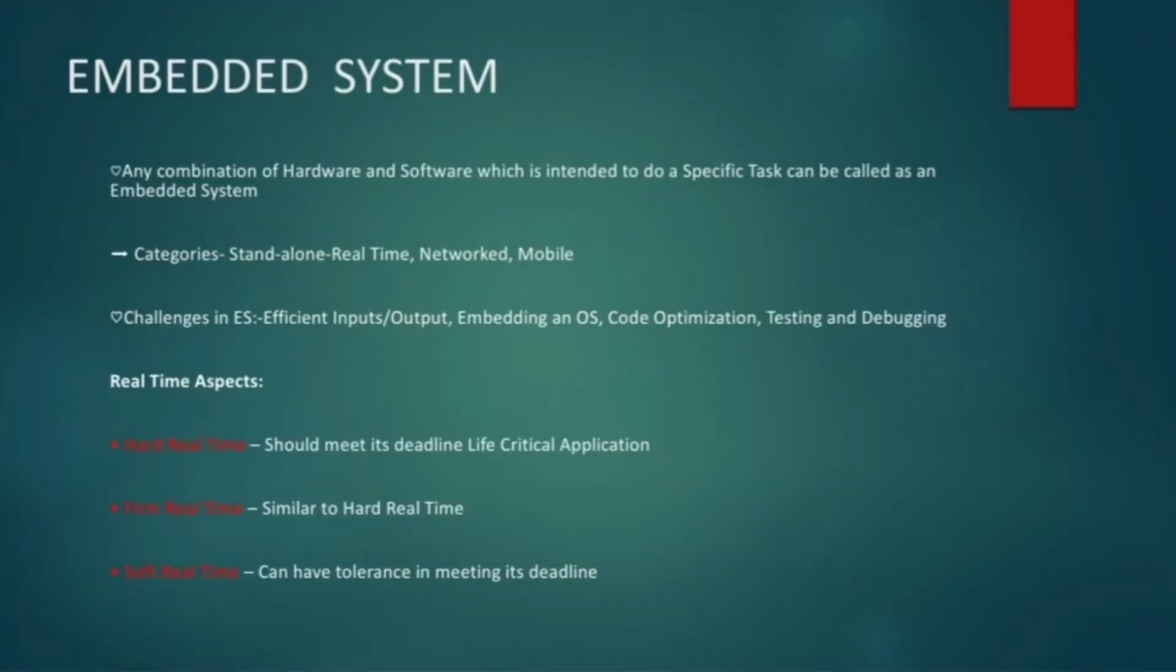Embedded system: any combination of hardware and software systems that performs a specific task is called an embedded system. The categories are standalone, real-time, network and mobile. Challenges we face when using an embedded system are effective input and output, the OS, code optimizing, testing and debugging.